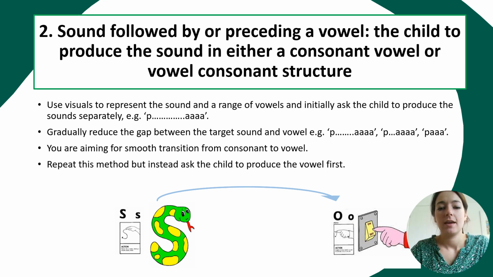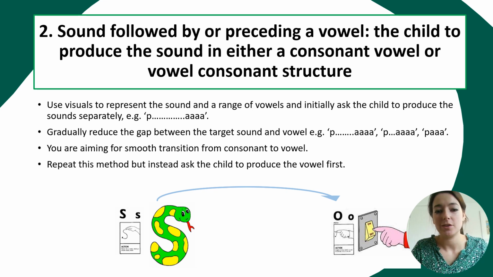If we do this without practice and without doing it gradually, it's likely that the child will revert to their previous error. For example, they'll go stew. We need to build up from saying the sounds separately to gradually blending them together.